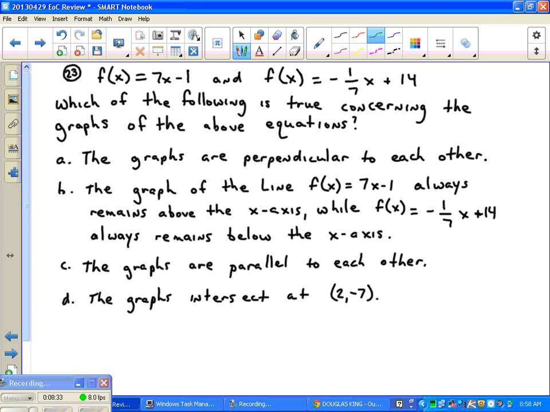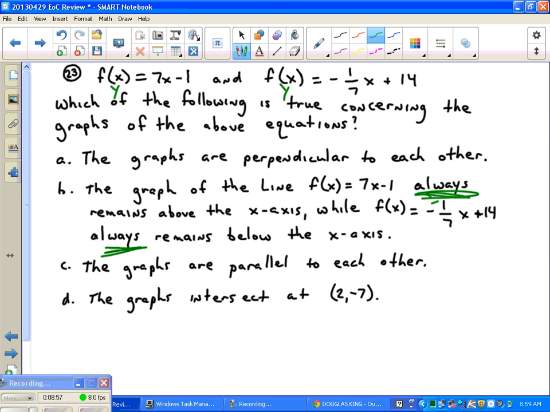Okay, we have, and I'll read it like this: y equals 7x minus 1, and y equals -1 over 7x plus 14. Again, read that as y. It'll help you out. Y instead of f of x. Remember the one that says always? Anytime you see always like that, you can probably eliminate that answer. So we're choosing between parallel and perpendicular, and then we'll look at the one where they intersect after that.